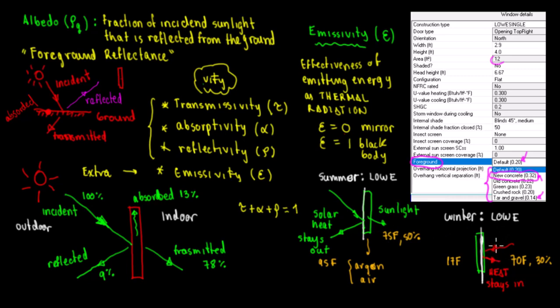Also, as we can see here, we're going to put this in pink. These properties are for the window, and this is an internal shade which takes into account the blinds. You can put the blinds at 45 degrees, or at 0, depending on the case.